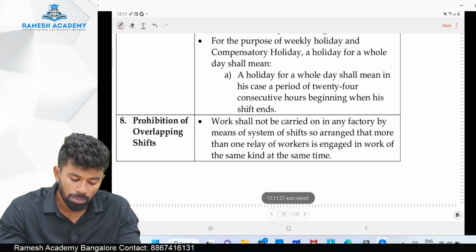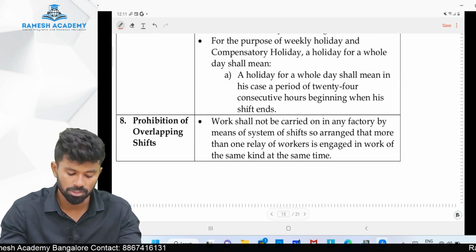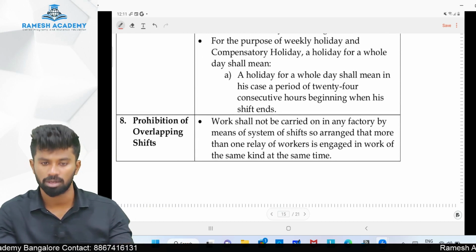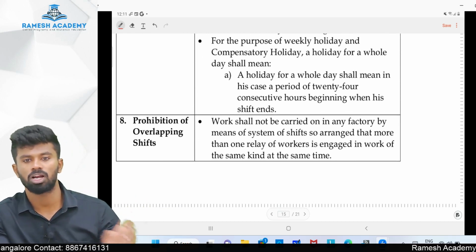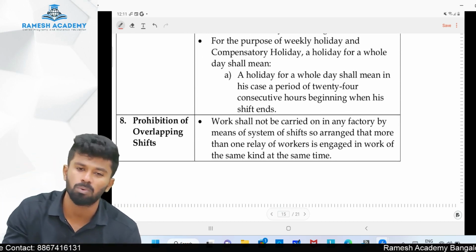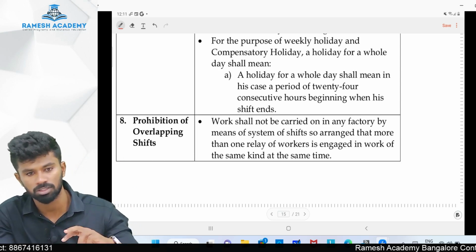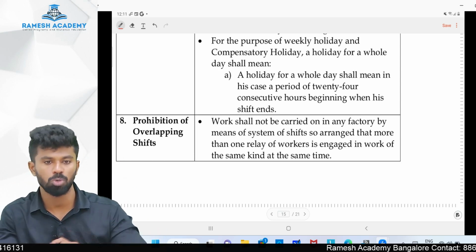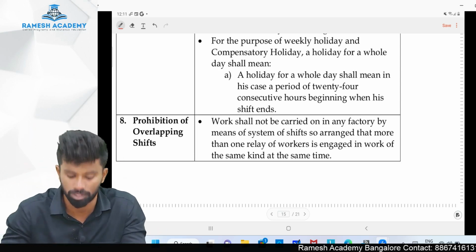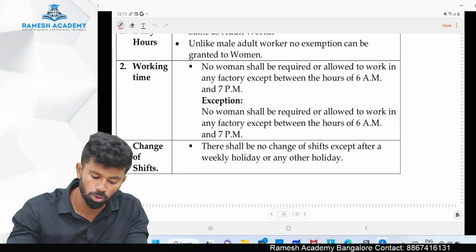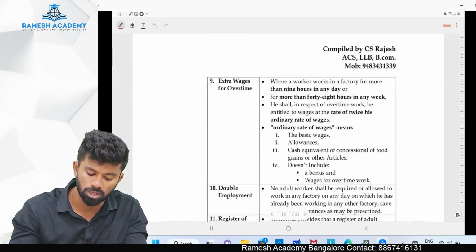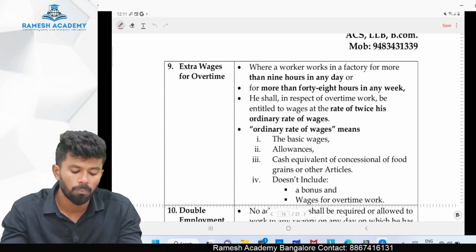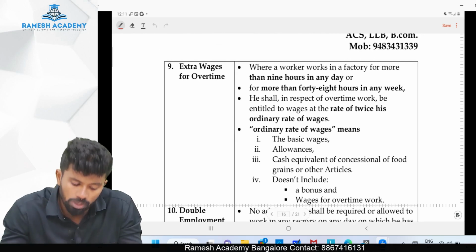Prohibition of overlapping shift. There can't be an overlapping shift, meaning where you are supposed to work immediately. There should be a holiday before you start a shift. Let's say some people work on night shift, then morning shift. Before the shift changes, there should be what? A gap. There should be a holiday. That is one more provision with respect to what? Working hours. Extra, which is for overtime.